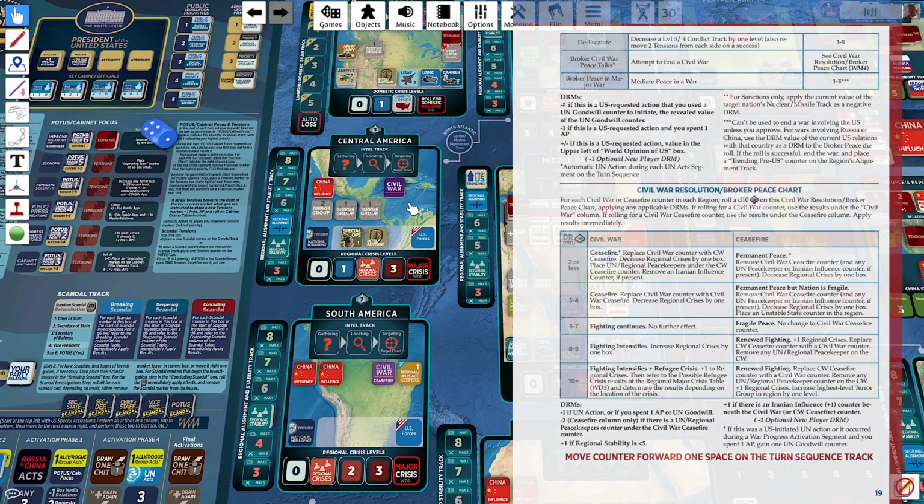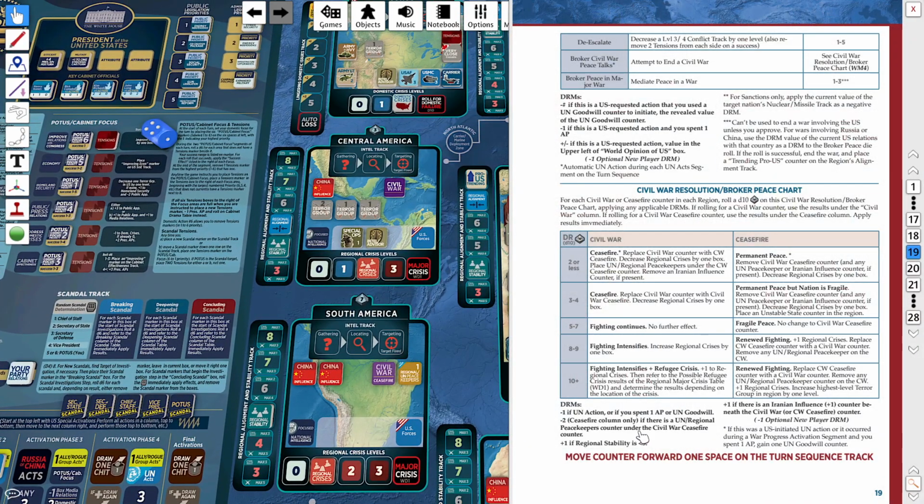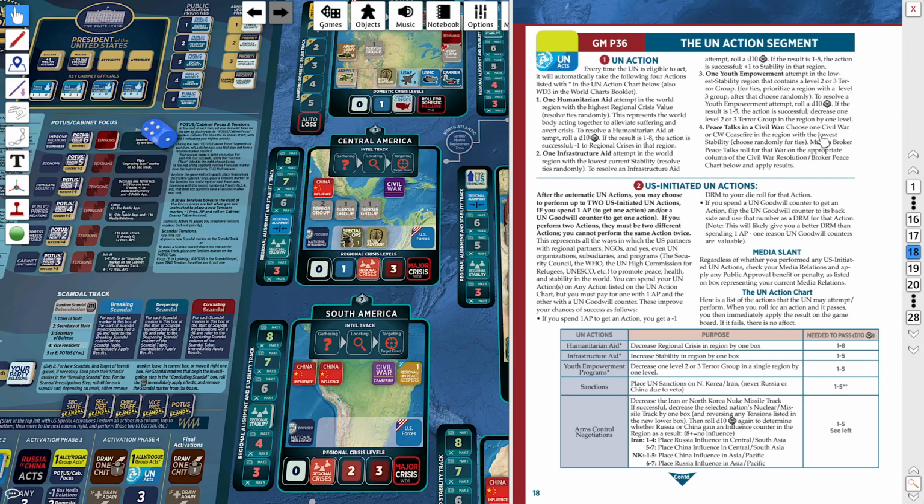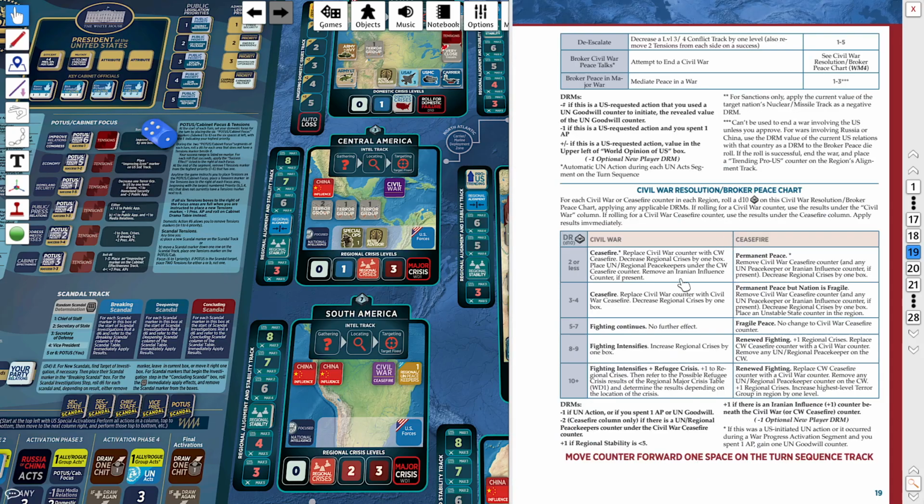There is not a regional. Do I get to pick? Nope, I don't. So 7 is no change.